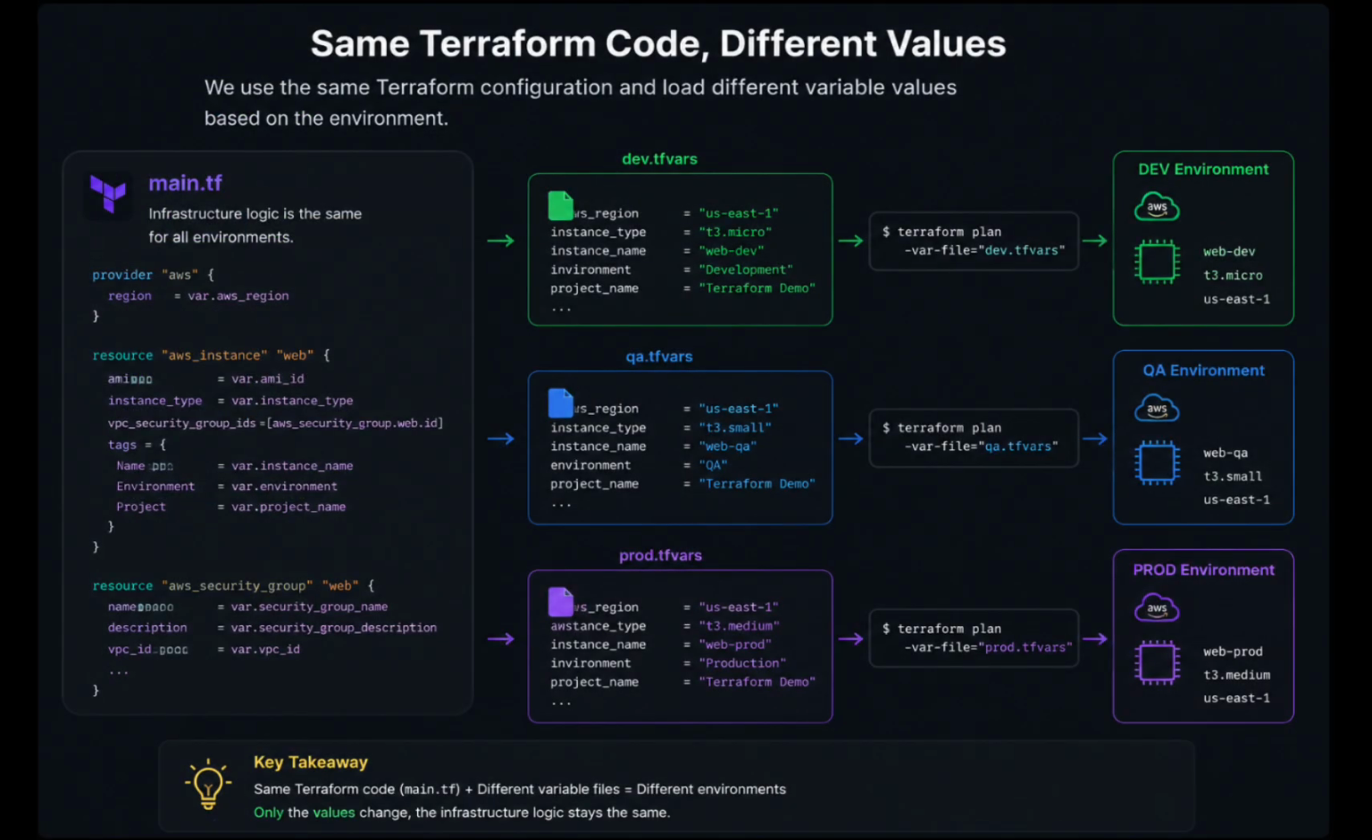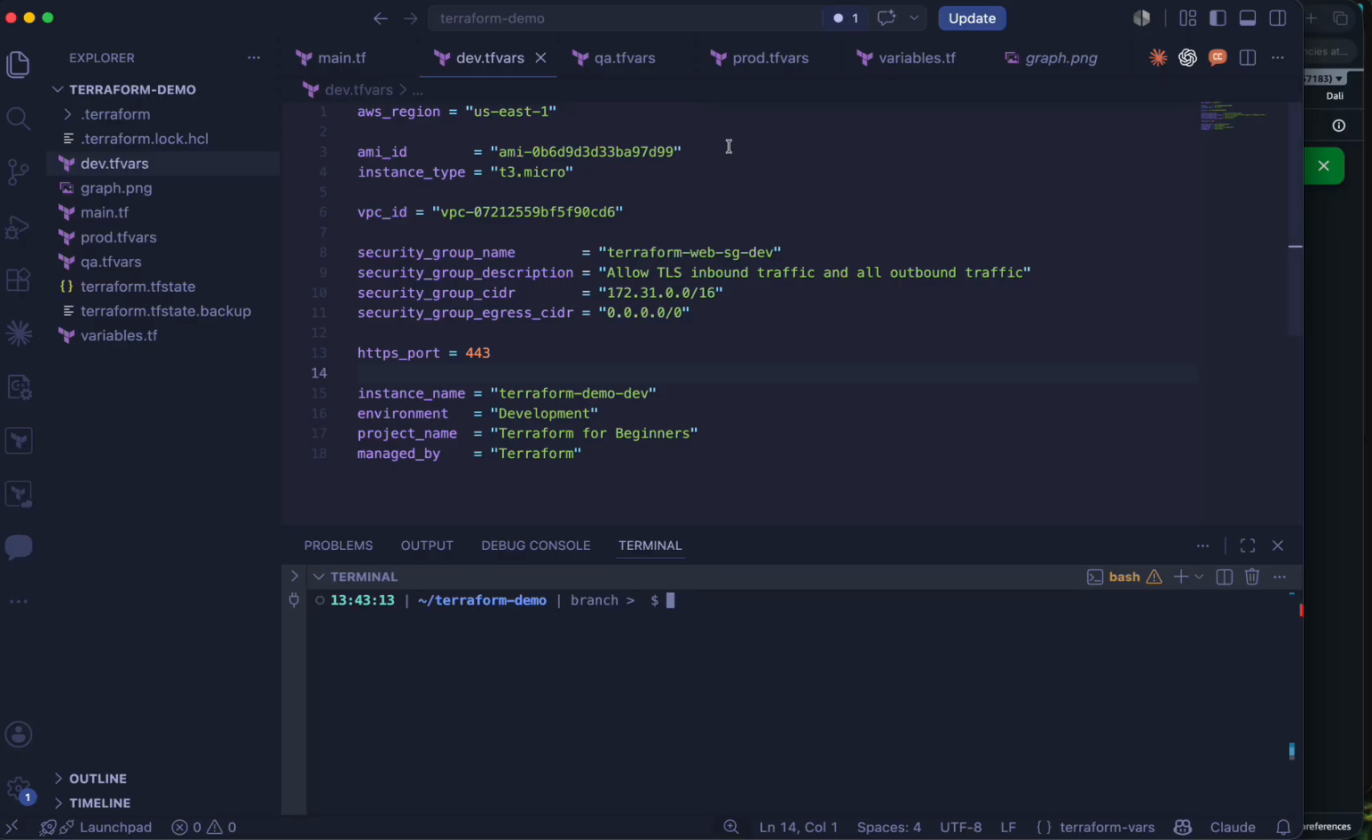Notice that main.tf hasn't changed at all. We're using exactly the same infrastructure code, but Terraform receives different values for each environment. This is what makes the project reusable. Because these files have custom names, Terraform won't load them automatically. We need to tell Terraform which file to use with the -var-file option. Let's start with development.